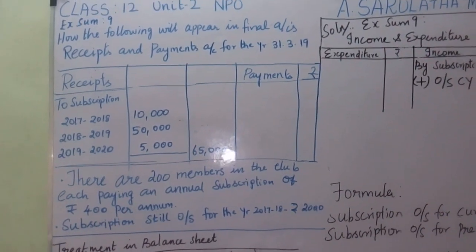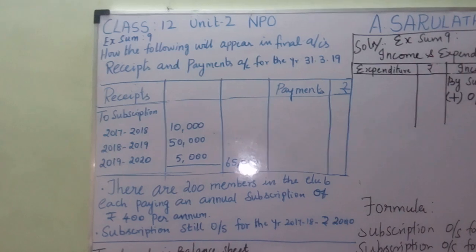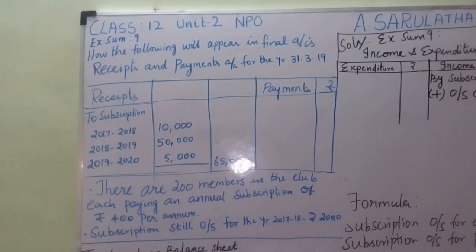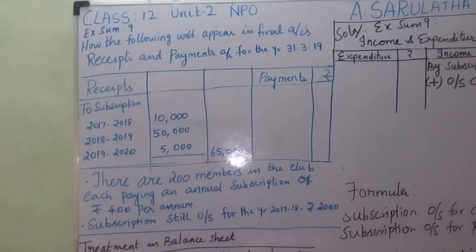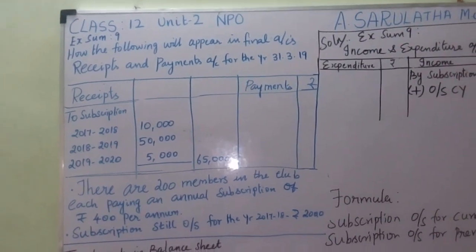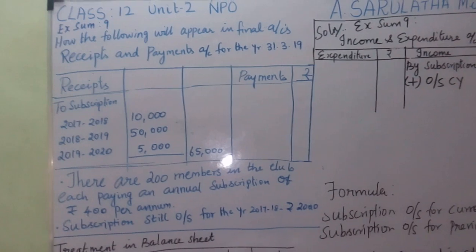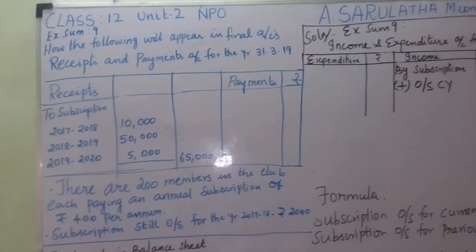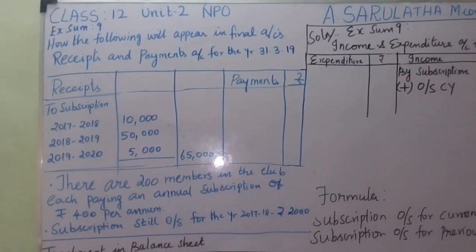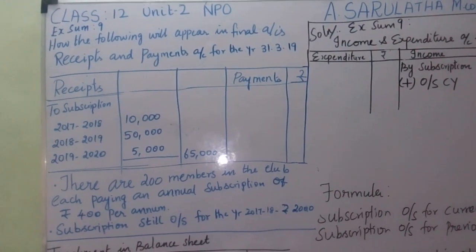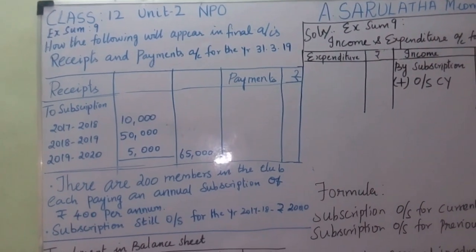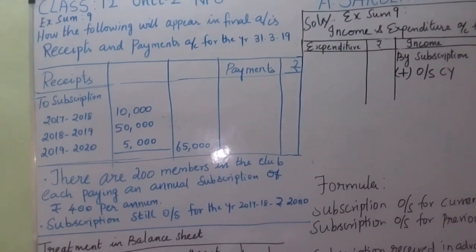See here in this sum, they have asked you how the following will appear in the final accounts. Final accounts means in the not-for-profit organization, we have to prepare income and expenditure and the balance sheet. So far in the 8th sum, we saw how to deal with the subscription in the income and expenditure. But how to deal with the same subscription in the balance sheet?